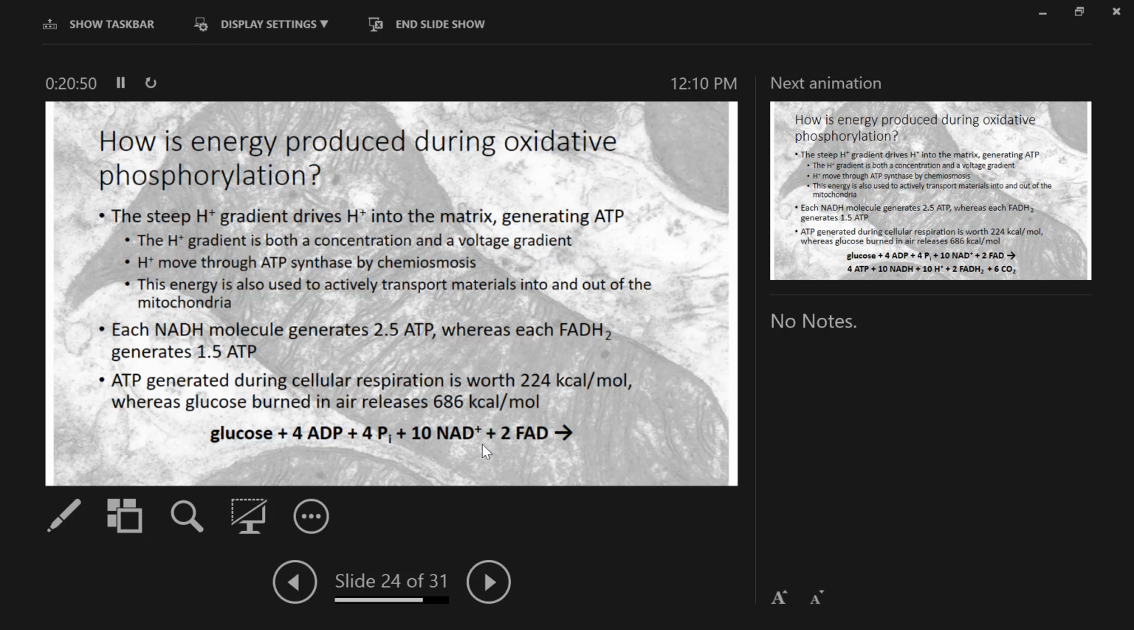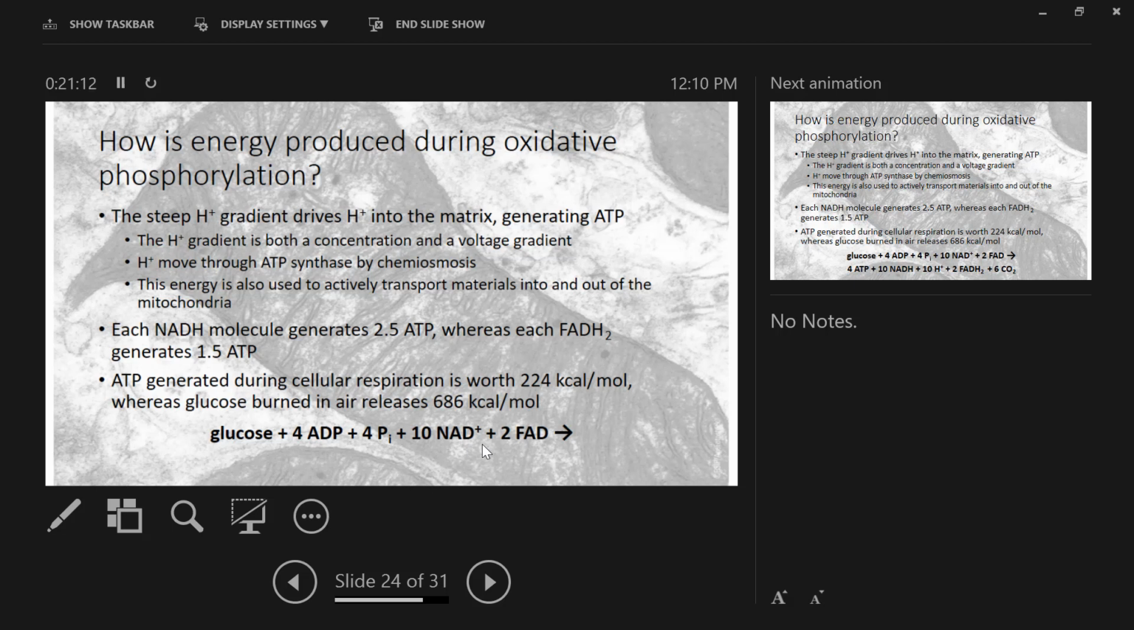Okay, so in step 3, we generate 28 ATP, so plus the 2 here, plus the 2 here, and what do we get? 32 total. 32 total ATP for every 1 molecule of glucose in most cells.